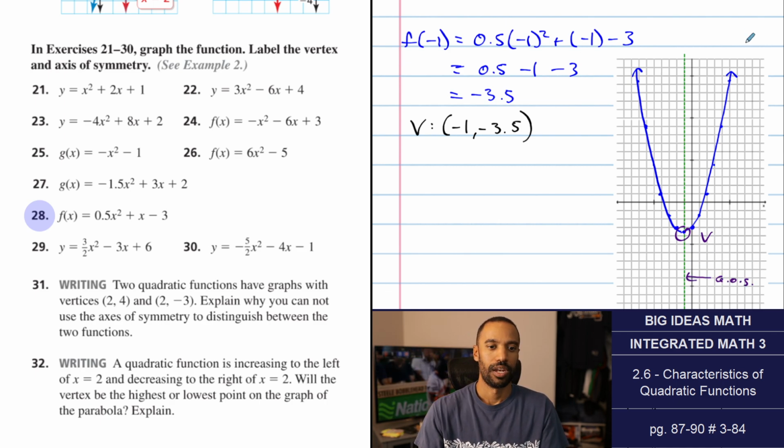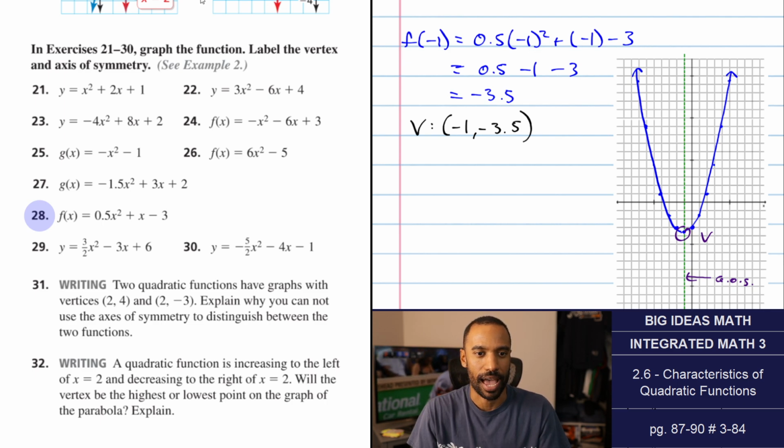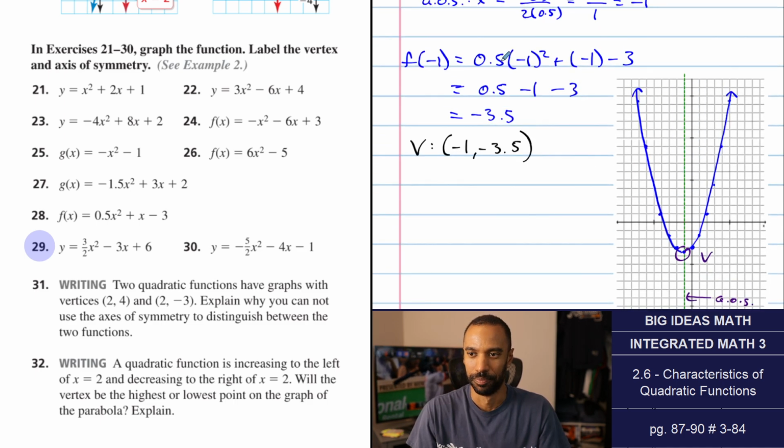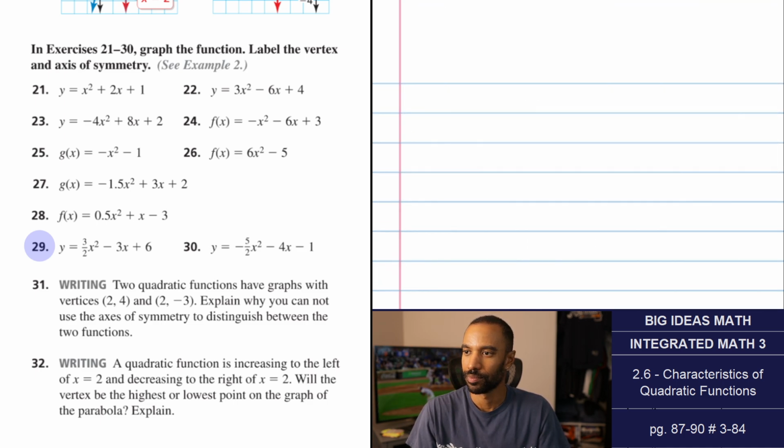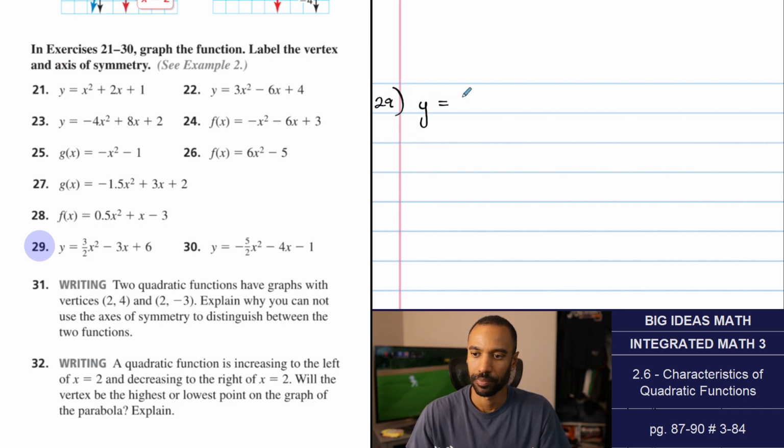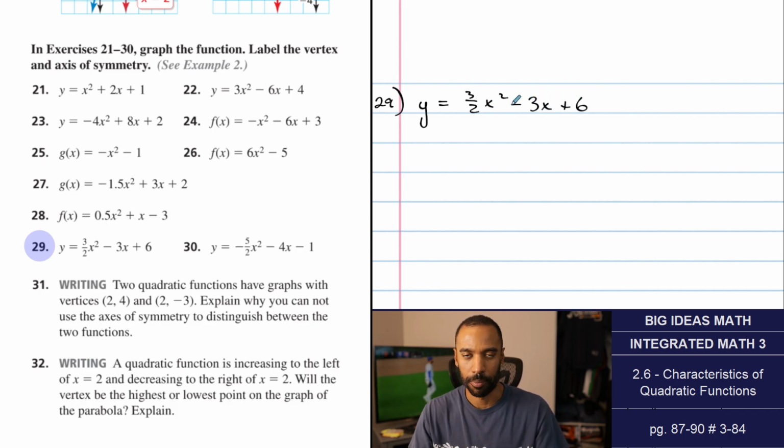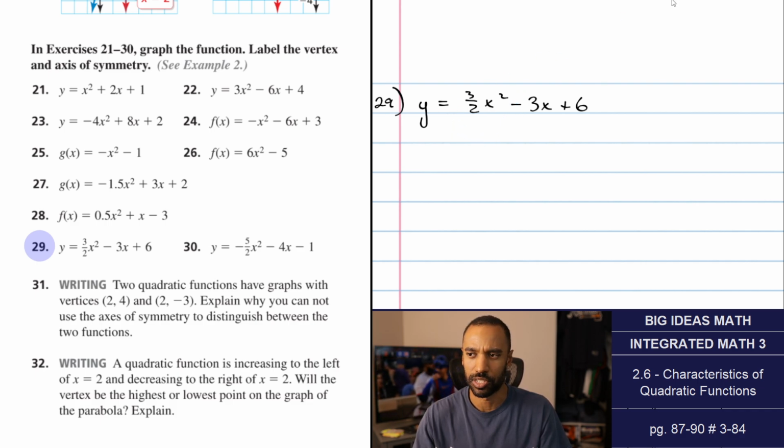Okay. Number 29. Ooh, 3 halves. That's the same as 1.5. And negative 5 halves. So they are not making them easier. Here we go. And again, I couldn't care less whether they use fraction form or decimal form. It's still going to kind of be the same thing there. The problem is the fraction axes of symmetry and stuff, or vertex.